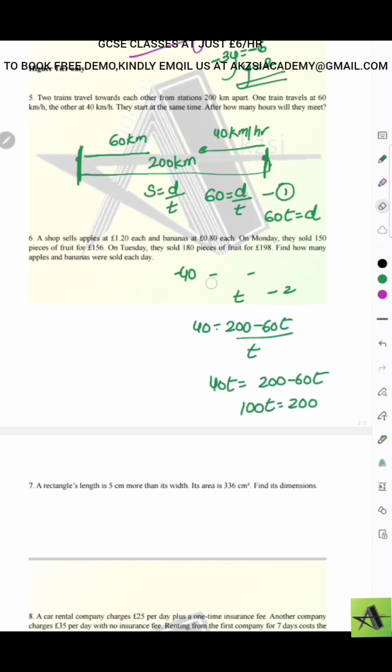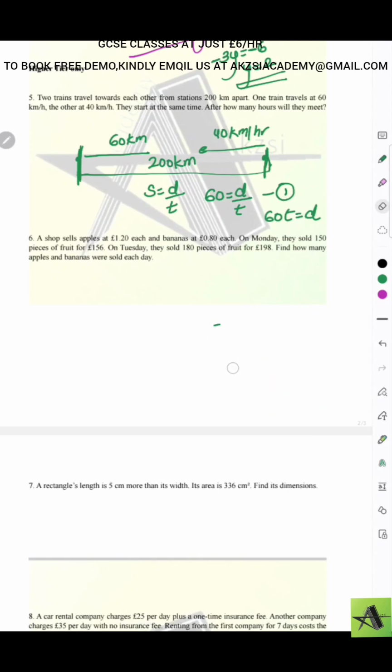Moving on to question number 6. A shop sells apples at 1.2 pounds each and bananas at 0.8 pounds each. On Monday, they sold 150 pieces of fruit for 156 pounds, and on Tuesday they sold 180 pieces of fruit for 198 pounds. Find how many apples and bananas were sold on each day.